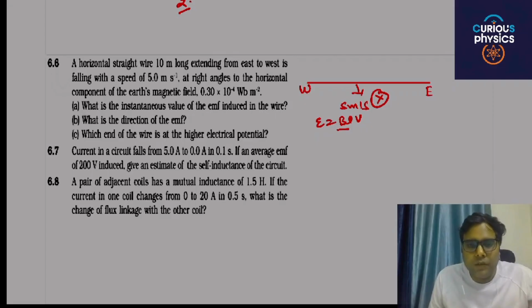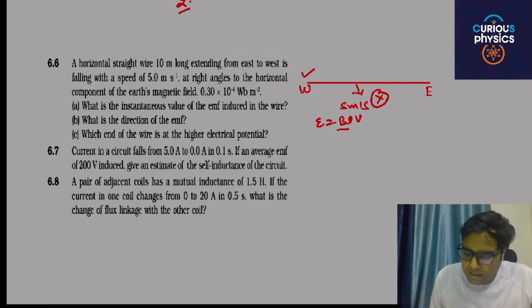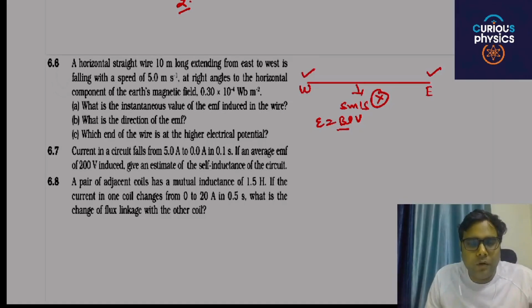The direction of EMF is from west to east, which you can easily find with the help of the right hand rule. And which end of the wire is at higher electric potential?